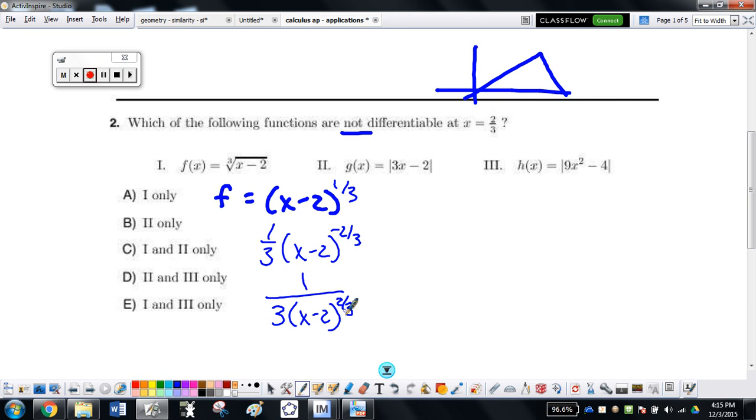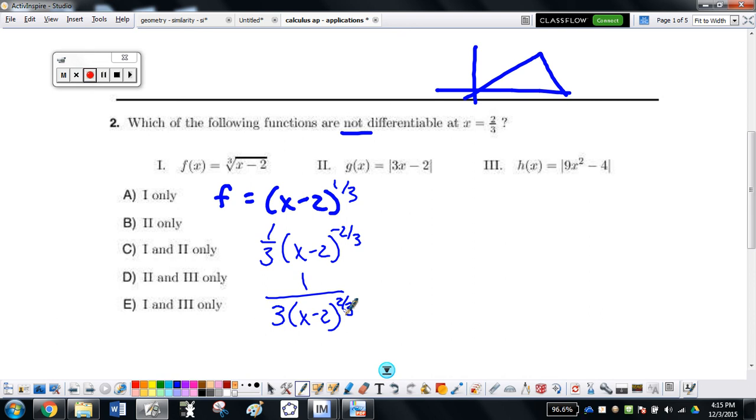Now you may be thinking, well, the absolute value is sort of a curveball, right? What do you do with the absolute value? We'll get to that in a moment. Is function number 1 differentiable at 2/3? Can you plug 2/3 into f prime down here?